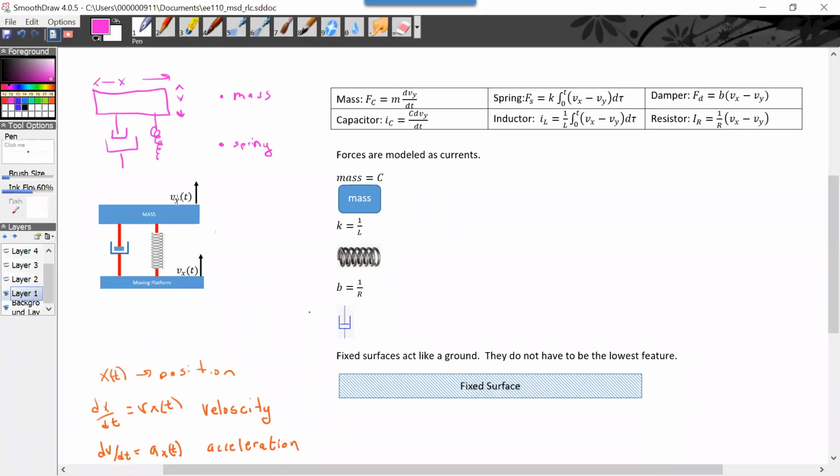Now, in reality, these things do have physical dimensions, but it's no different than when we're talking about resistors, capacitors, and inductors. What we're going to do is take a diagram like this, turn it into an RLC circuit, and then see if it's over, under, or critically damped, and analyze things. So we have a mass, and this is the force of the mass, and we're going to model forces as currents.